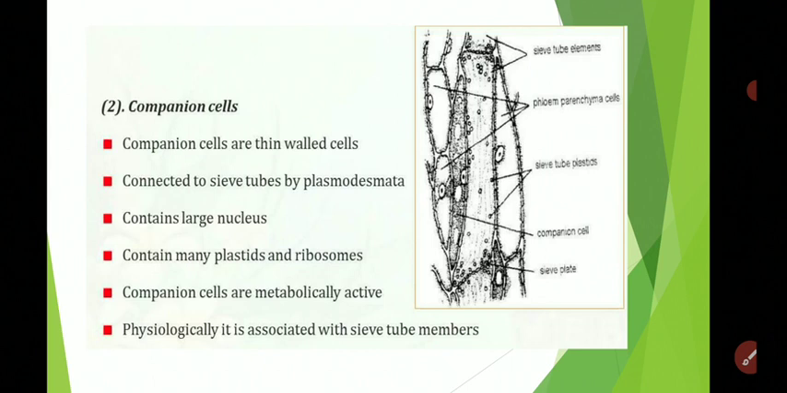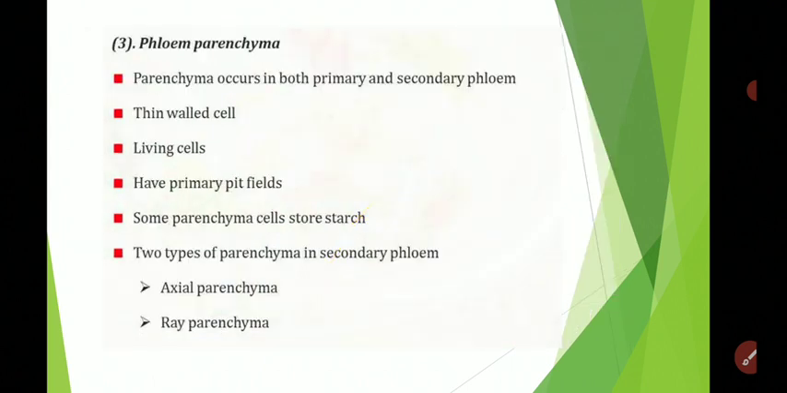Companion cells do not contain starch. The next element of phloem is phloem parenchyma. The phloem typically contains parenchyma cells of types other than companion cells, and various terms have been given to these cells on the basis of shape and probable functions. Parenchyma may be lacking in phloem, for example, in vascular bundles of many monocotyledons.